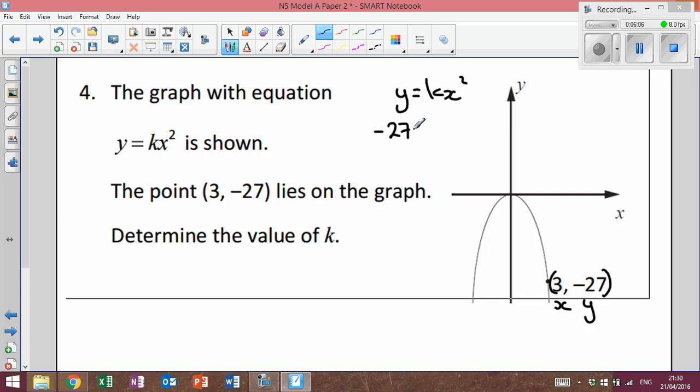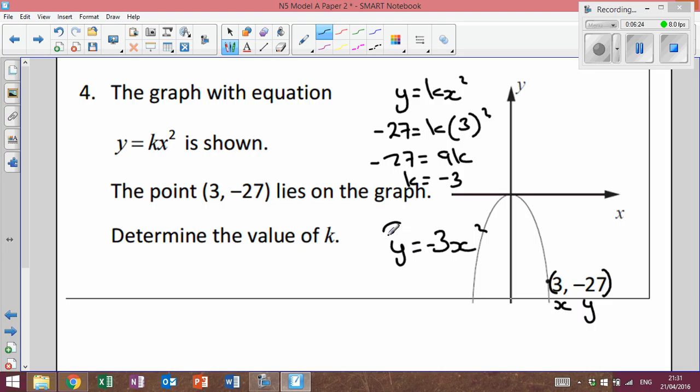So negative 27 equals k times 3 squared. 3 squared is 9. So k has to be negative 3. Now it's only asking for k. If it asks for the equation, you would tidy up and say y is equal to negative 3x squared. So that's the equation there. It doesn't ask for that, so you don't need to put it in, but it's nice to have. You get one mark here for subbing in correctly, and then a second mark for going through to the answer.